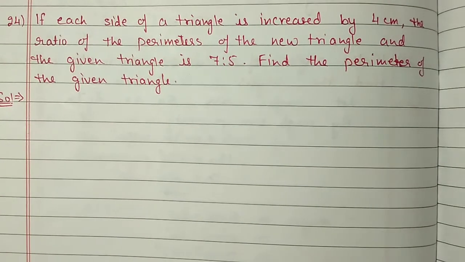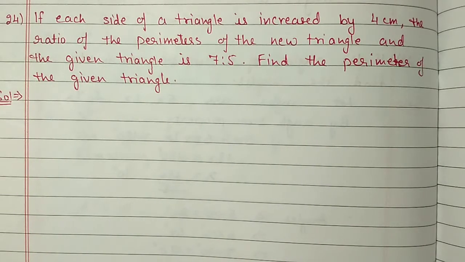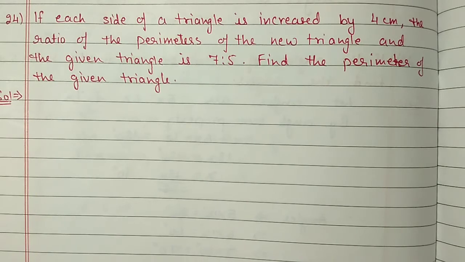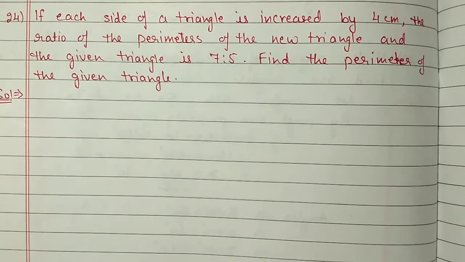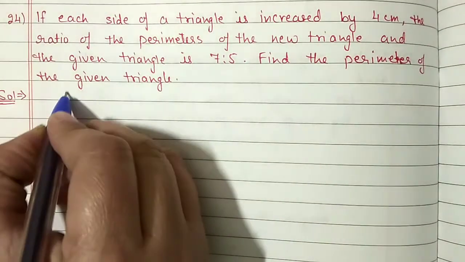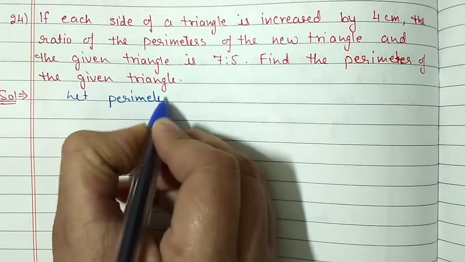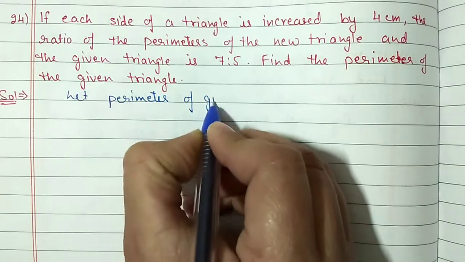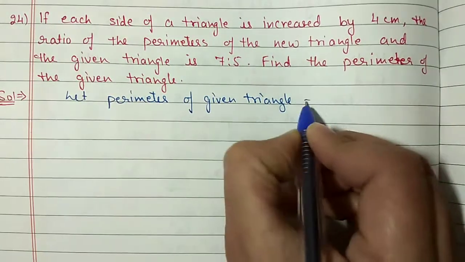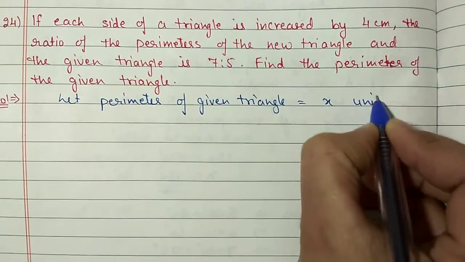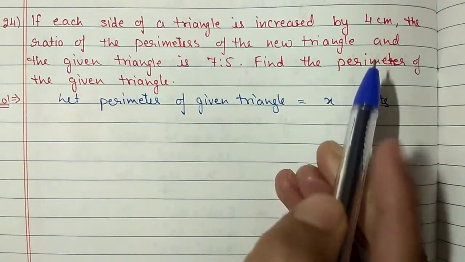Next, question number 24. If each side of a triangle is increased by 4 cm, the ratio of the perimeter of the new triangle and the given triangle is 7:5. Find the perimeter of the given triangle. So we will start from the given triangle. Let the perimeter of the given triangle be x units.